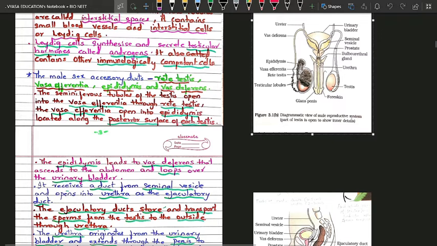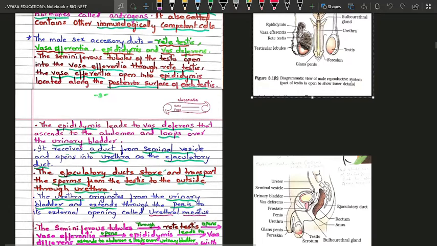You can see here this whole thing. Okay. From the urinary bladder it extends through the penis. It extends through the penis. Till here it extends. Okay. To its external opening called the urethral meatus. So this is the urethral meatus.